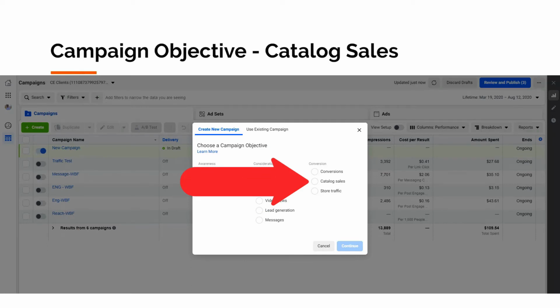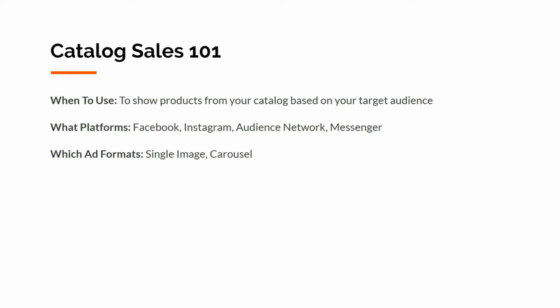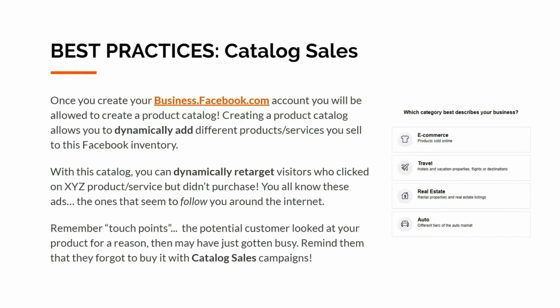So on the campaign objective step, select catalog sales. We use these ads to show products from your catalog based on your target audience. These ads can appear on the platform of Facebook, Instagram, Audience Network, or Messenger in the format of single image or carousel. So some best practices for catalog sales.